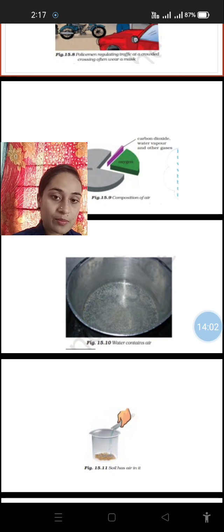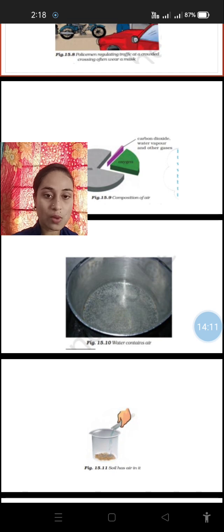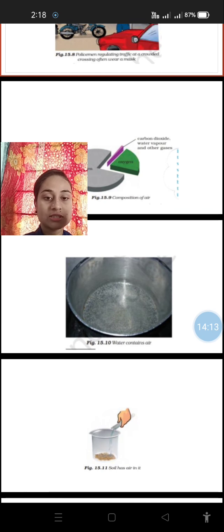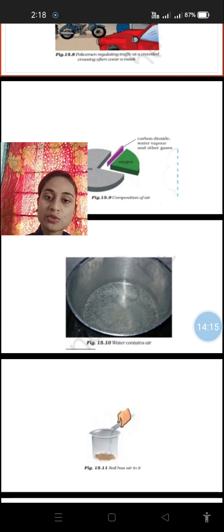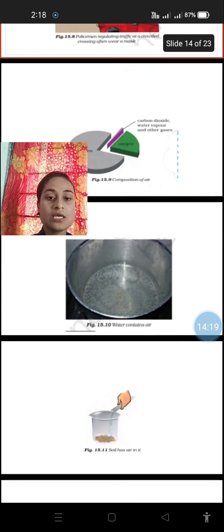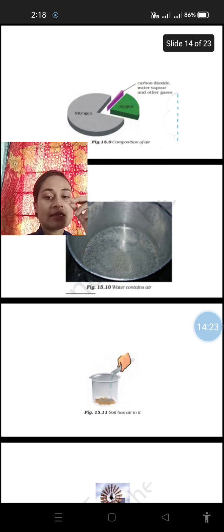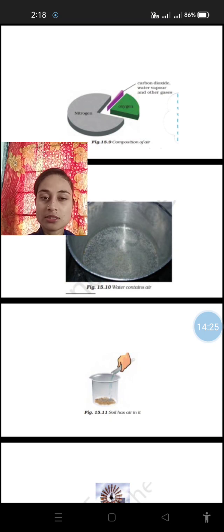Why does it happen? Because there is still a little bit of air filled within, or mixed with, that water. So when we put that water into a vessel, the air starts coming out of the water, and it can be seen in the form of little bubbles as well as small shoals in the vessel.